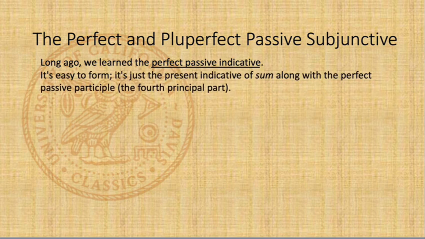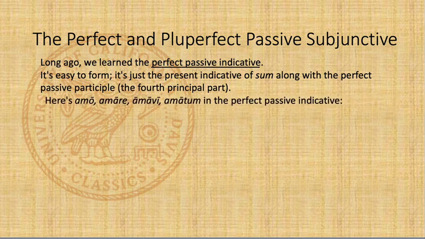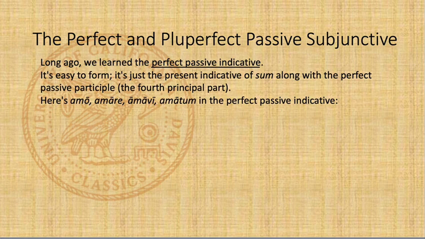It's easy to form. It's just the present indicative of sum, sum, es, est, sumus, estis, sunt, along with the perfect passive participle, that is the fourth principal part of a verb. Here's amo, amare, amavi, amatum in the perfect passive indicative. Amatus, amata, amatum sum. I was loved, I have been loved.